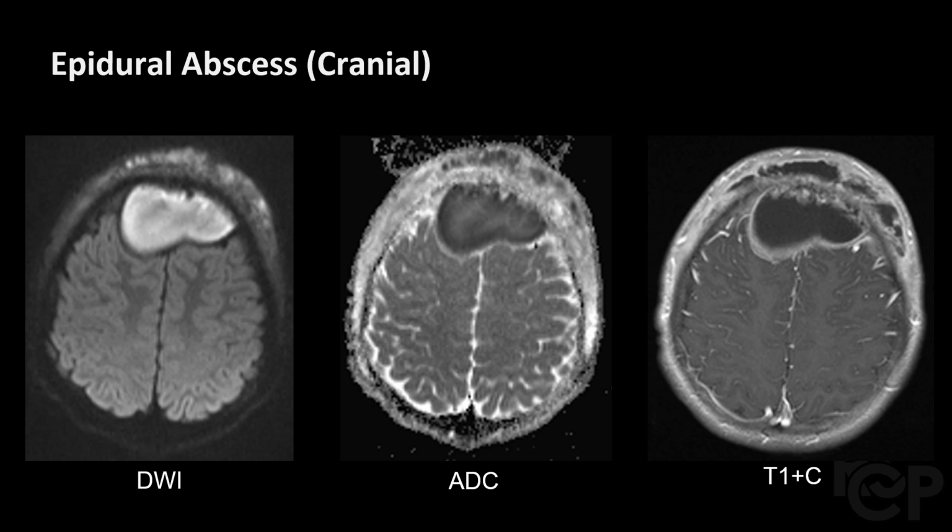Another interesting finding here, you can see a bit of involvement of the subperiosteal space overlying the frontal sinus. This is referred to as a Pott's puffy tumor, Pott's being the same guy that named tuberculosis of the spine as Pott's disease. Obviously, this is not actually a tumor. It's a bit of a misnomer. It's referring to a subperiosteal abscess over the frontal calvarium.